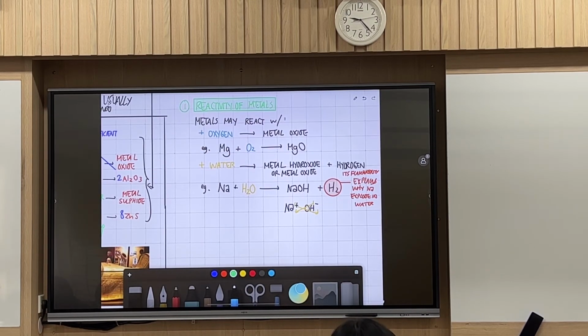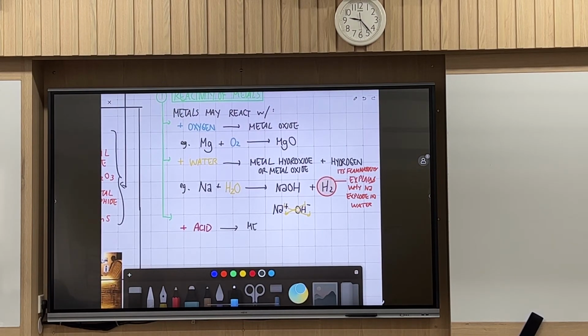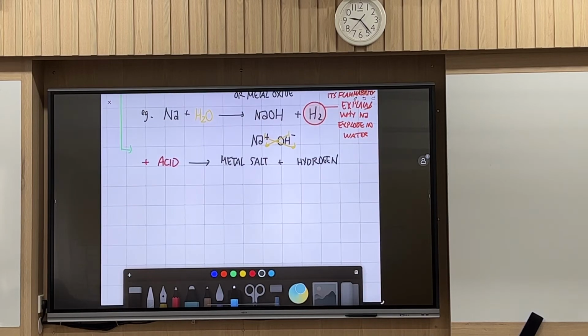So what else? What other things can metals react with? Metals can also react with acid. So metals can react with acid to form salt and hydrogen. So you get metal salt plus hydrogen. So we call these salts. Do you remember what salts means in chemistry? We mentioned this a while ago.